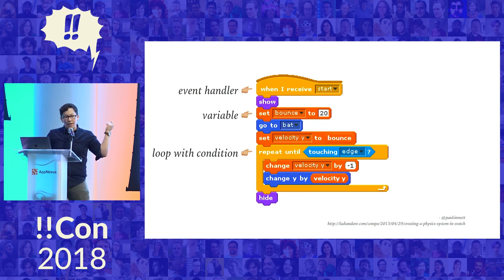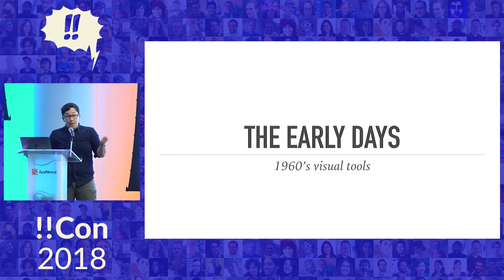So the program that you're looking at up here is a very simple physics engine, and it kind of looks like a toy, but you can use this to write real programs. So that was 2002, but this idea actually goes way, way back to the 1960s.